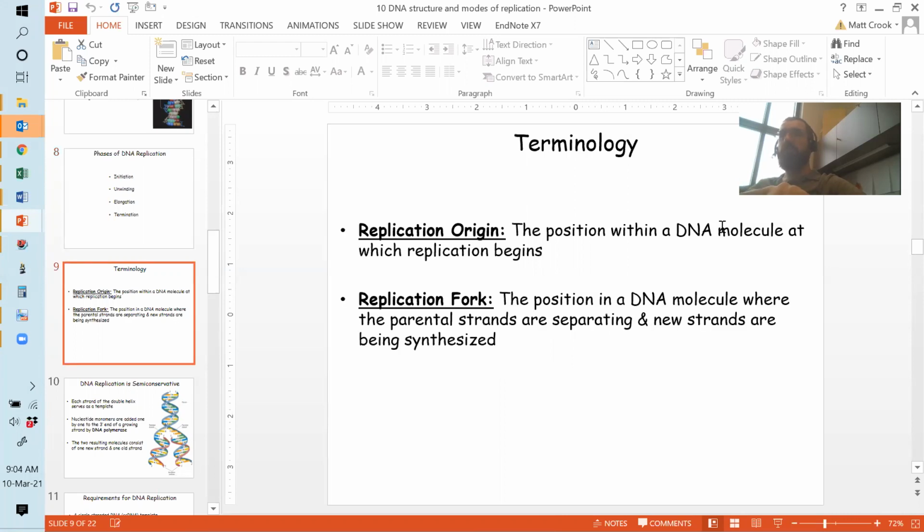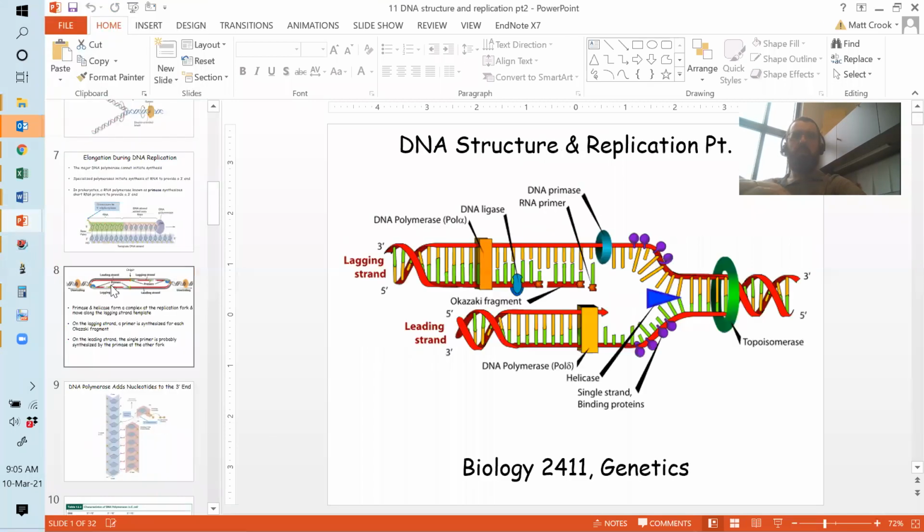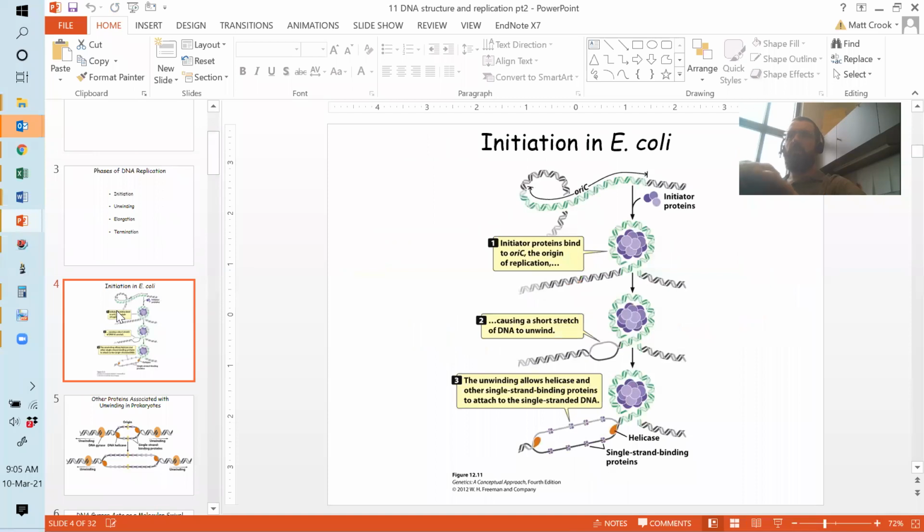Okay, so a bit of terminology, right? And there's going to be a lot of this. Where replication begins is called the replication origin, or in bacteria, if I can spell that right. Right, so let's see. Do we have that in another one? Yeah, there you go. So for example, this is the origin of replication in E. coli. It's called the OriC.